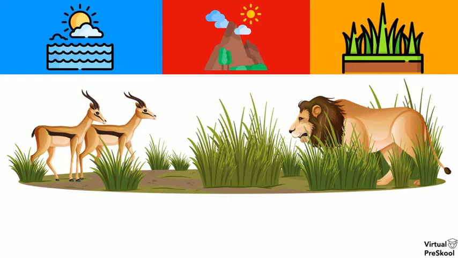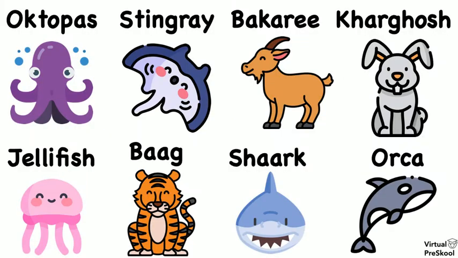What can the lion use to hide from these gazelles? The lion can use ocean, mountain, or grass. The lion can use grass, right? And how do we say grass in Hindi? Ghas. All right, very good work.